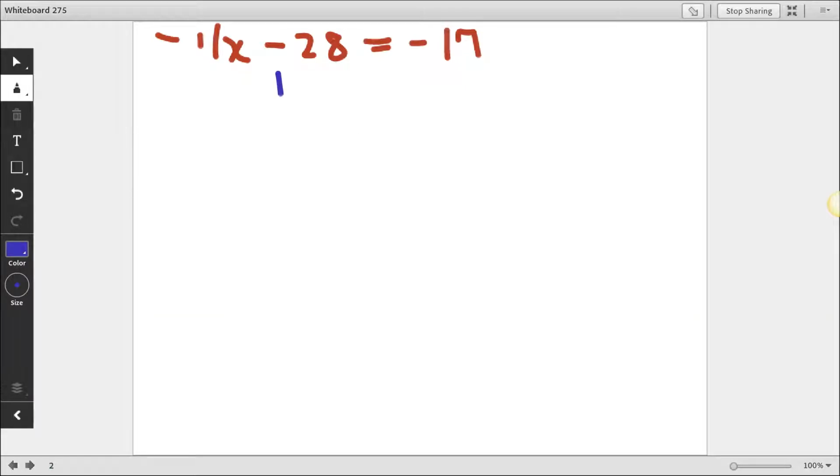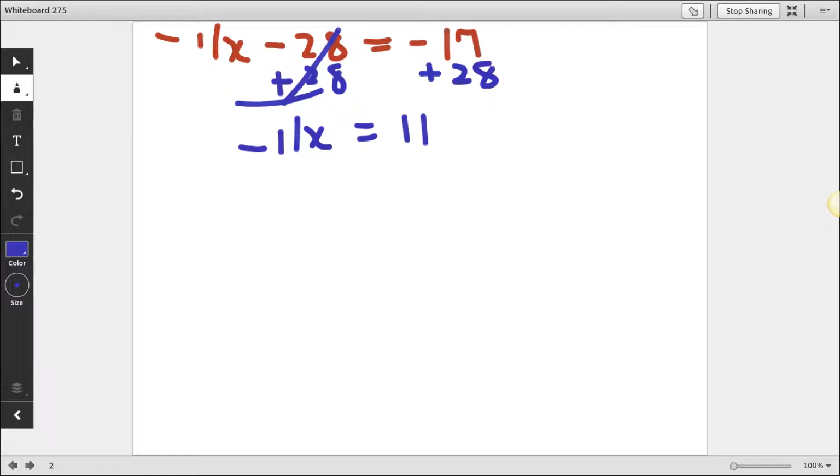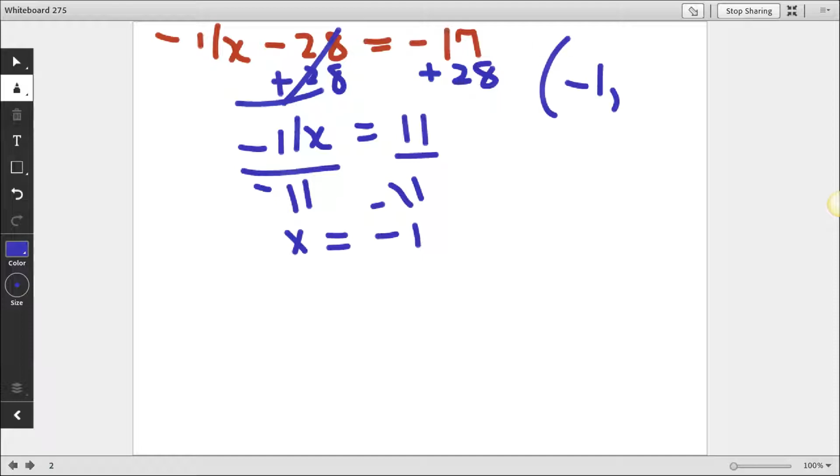Two-step equation, so I'm going to add 28 to each side. And that's going to give me positive 11, negative 17 plus 28. And so when I divide, I'll get x is negative 1. And so now I have to figure out what y is, because the solution is an ordered pair, so I already know that x is negative 1. I've got to find the y to go with it.